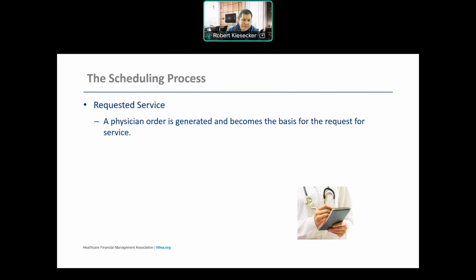Requested services. So a physician's order is generated and becomes the basis of the requested services. The contact for the requested services can come from the patient's physician's office or a service department in the healthcare facility. If a patient is scheduling the service, he or she is given a written physical order from the physician's office. It could be faxed, it could be written, or it could be electronic, and the patient is asked to call and schedule services when it is convenient for the patient.